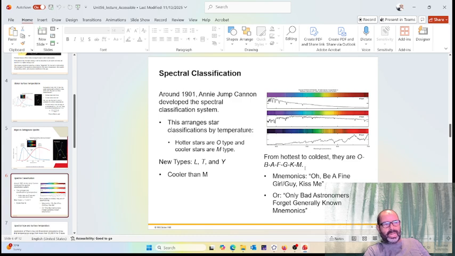Each class tells you the temperature because it tells you exactly what element we are talking about in the spectrum. One way to remember that, at least, is through mnemonics. O, be a fine girl, or guy, kiss me, or in here, I don't remember that. I remember just the first one in here. Anyway, it says: only bad astronomers forget generally known mnemonics, and that's O all the way to M.